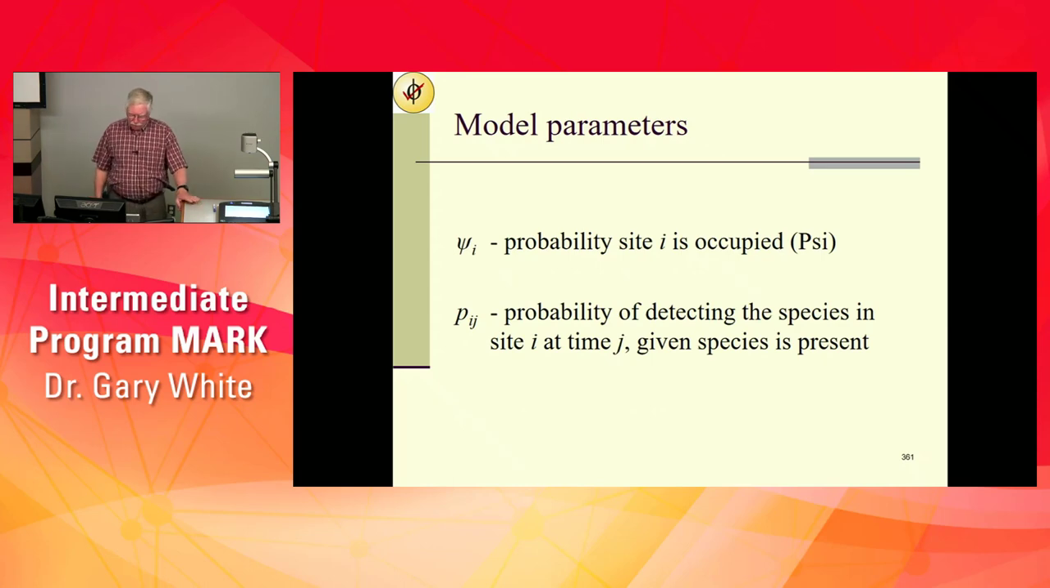The model parameters. Finally, we get down to the good stuff here. Psi is the probability that site i is occupied. Now, we had psi yesterday as well, for transitions. P is still the same kind of detection probability we're talking about, except it's a little different. Anyway, this psi is the probability of a site being occupied.